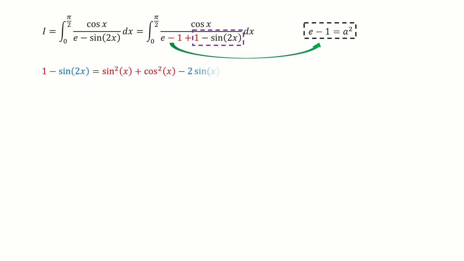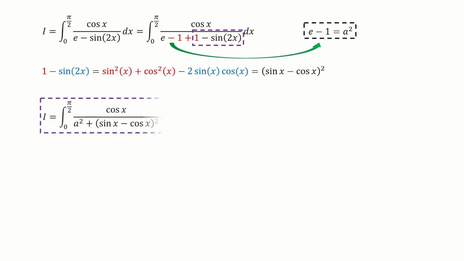So we write 1 as sine squared plus cosine squared, and we write sine 2x by using the double angle formula. In this case, we can complete the square. So we write the integral into this form.